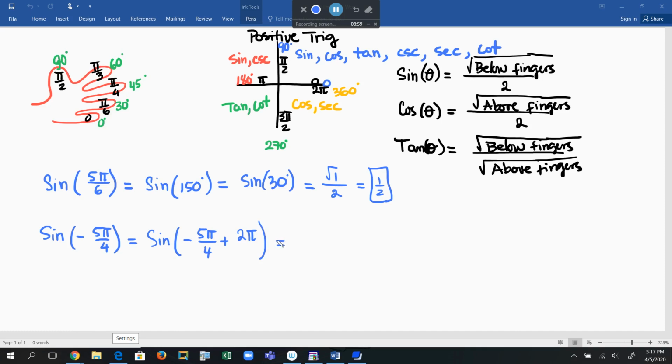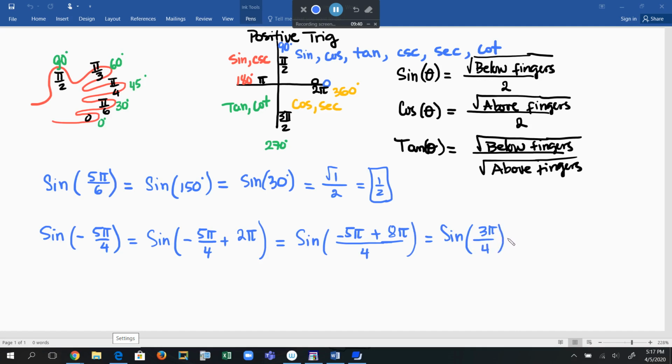So now I'm going to go ahead and simplify the fraction. Our common denominator is 4. So negative 5 pi stays, plus 2. If we don't have a denominator, it will be a 1. So you have to multiply 4 to the denominator and 4 to the numerator. That gives us 8 pi, because 2 times 4, over 4. Continue to simplify the fraction, and the result will be 3 pi over 4.